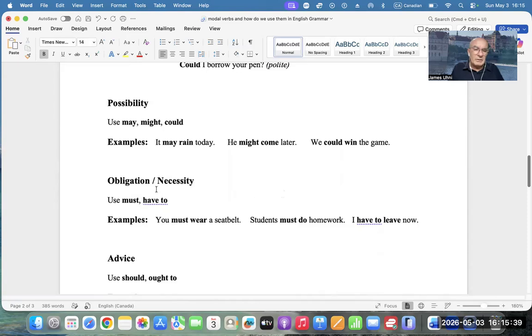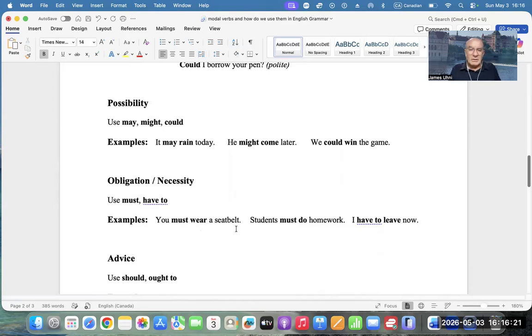Now we have obligation or necessity. Must, have to, and advice. Now I will stay with obligation and necessity, because ought to should actually be with necessity, with obligation. But it's not here, which is good, but I will explain later. Examples for must or have to: you must wear a seatbelt. You have to wear a seatbelt. You must use a seatbelt.